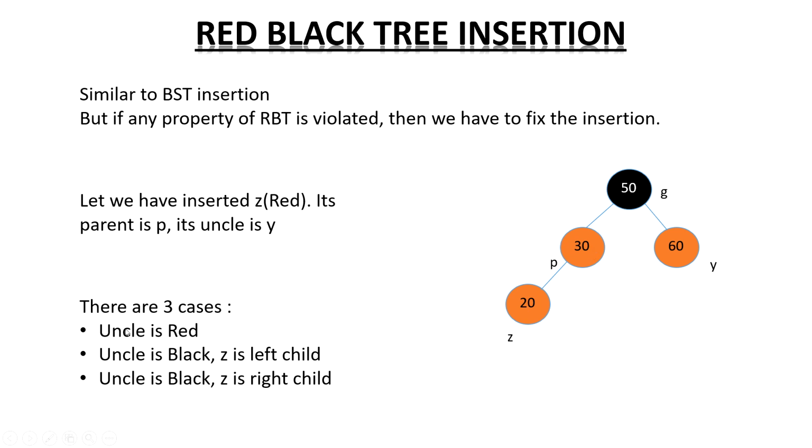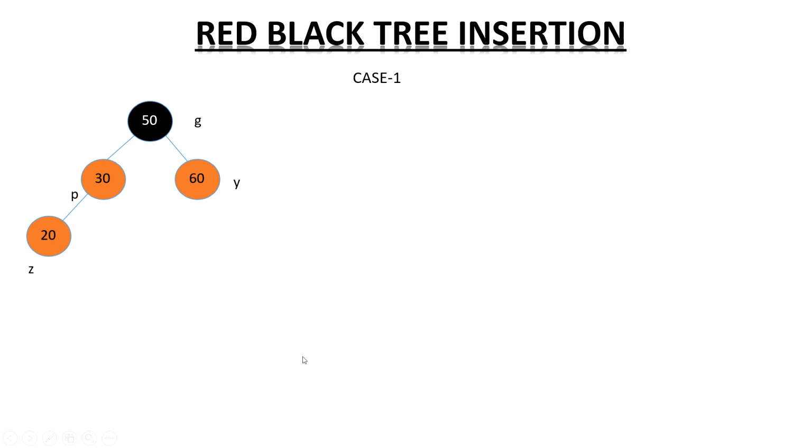So there are three cases. The uncle is red, the uncle is black, and Z is the left child, which is the case here. In this case, Z is a left child of its parent. The first case is that the uncle is red, and in the third case, the uncle will be black. We will see the simulation afterwards. In case 1, the uncle of the Z node is red.